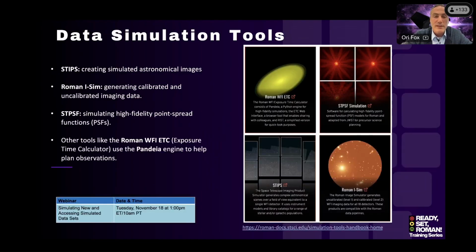We also have data simulation tools, several of them. We have STIPS, which is used for creating simulated astronomical images, Roman I-Sim for generating calibrated and uncalibrated imaging data, STPSF for simulating high-fidelity point spread functions, and other tools like the Roman Wide Field Instrument ETC that uses the Pandeia engine that you can run separately to help plan observations. We will have a webinar on this in just 2 weeks, Tuesday, November 18th.